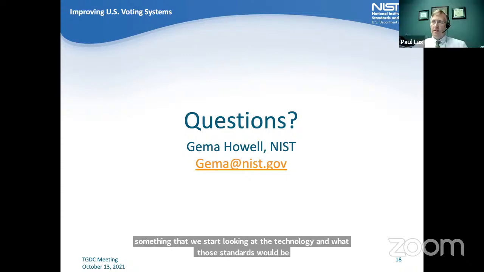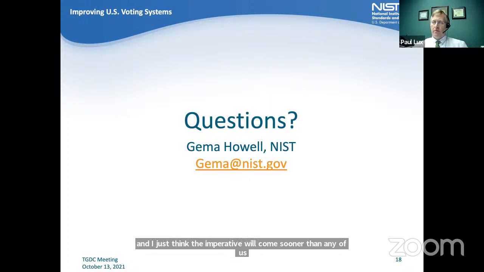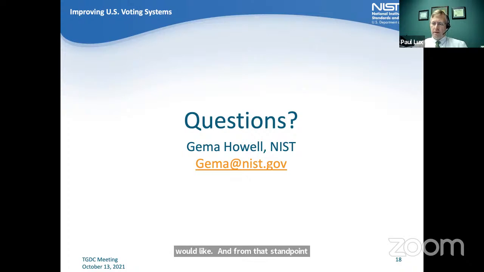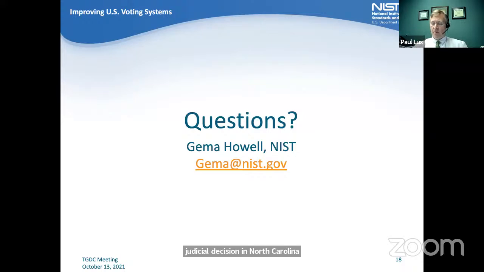Well, I just think the imperative will come sooner than any of us would like. I believe one of the phrases used in that judicial decision in North Carolina was that requiring the disability community to have a printer would equate to effectively a poll tax. So finding a way to do it that doesn't require them to have a printer becomes the imperative from the court system.